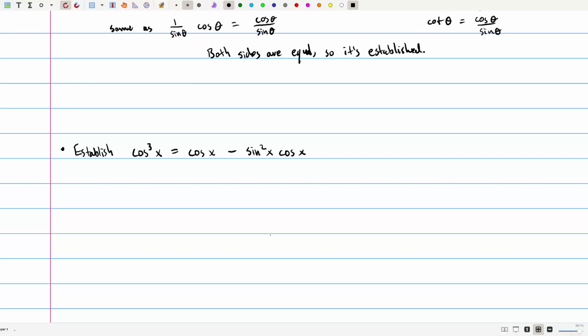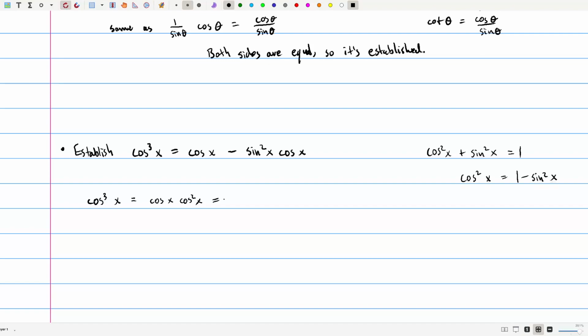Okay, when you have something like this, what tends to work is whenever you have a power that is large, you can try to use the Pythagorean theorem identity. So here's what I mean. Let's write the identity here. If I subtract sine squared from both sides, I get that cosine squared is equal to 1 minus sine squared. So cosine cubed is cosine of x times cosine squared x.